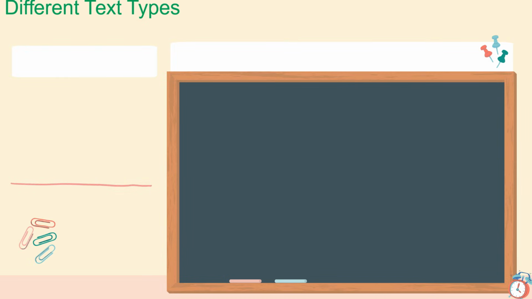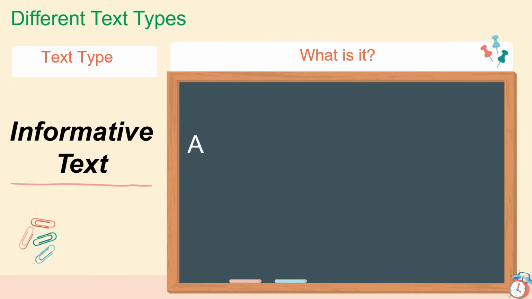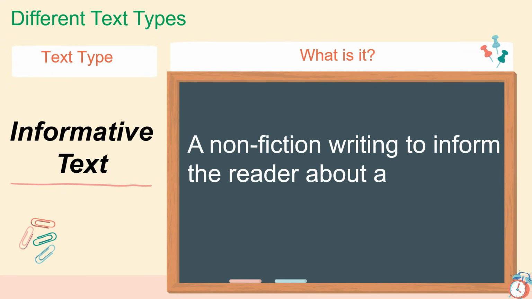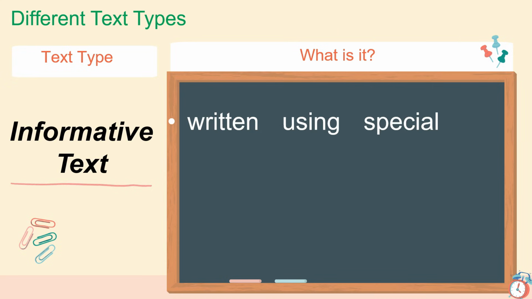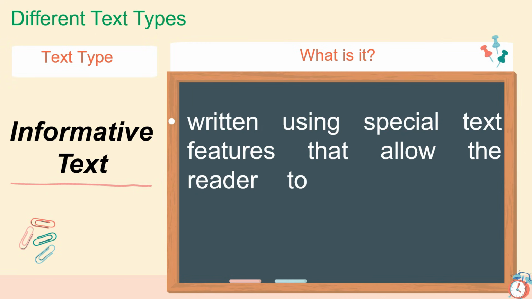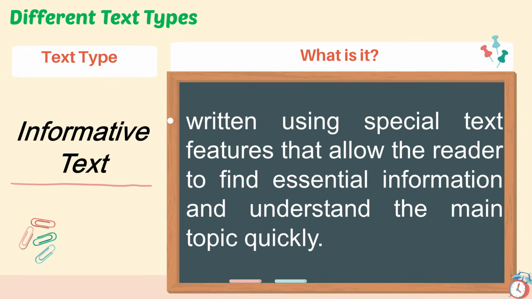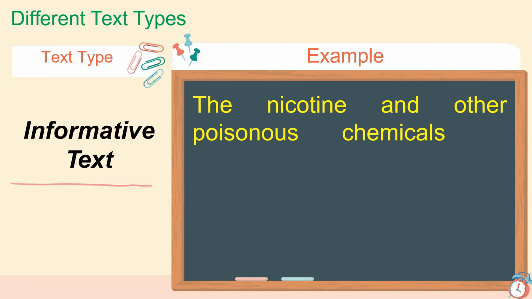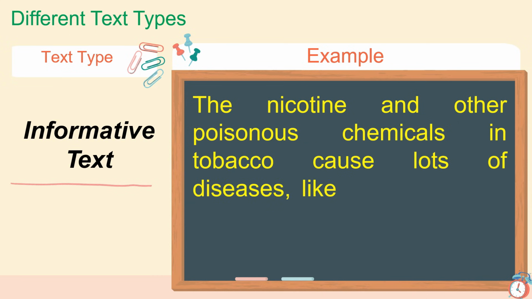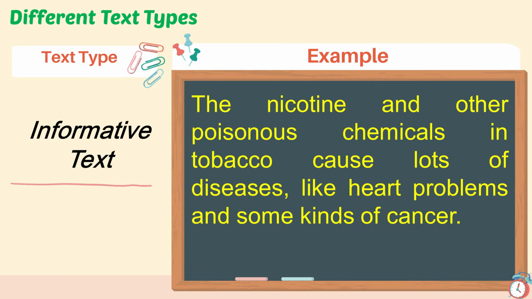And the last text type is the informative text. It is non-fiction writing to inform the reader about a specific topic. It is written using special text features that allow the reader to find essential information and understand the main topic quickly. This is an example of an informative text: the nicotine and other poisonous chemicals in tobacco cause lots of diseases, like heart problems and some kinds of cancer.